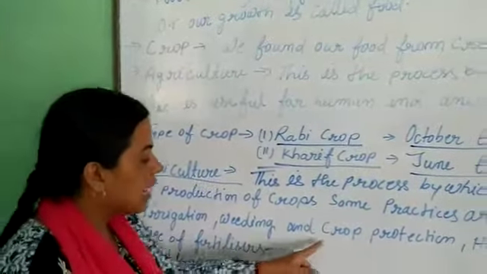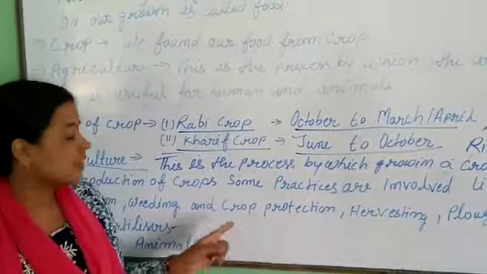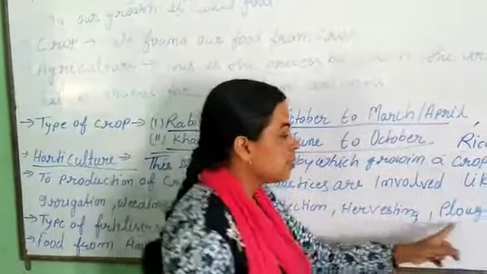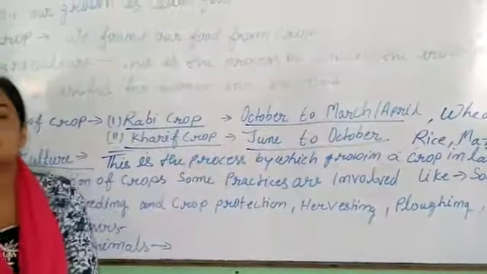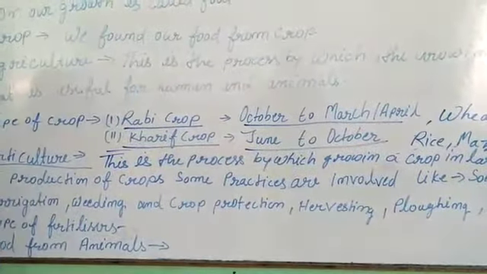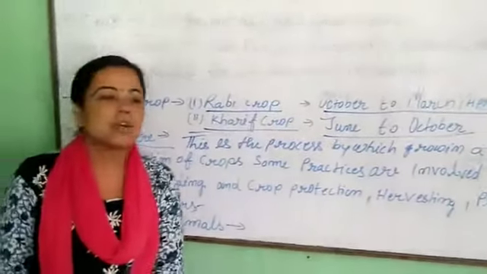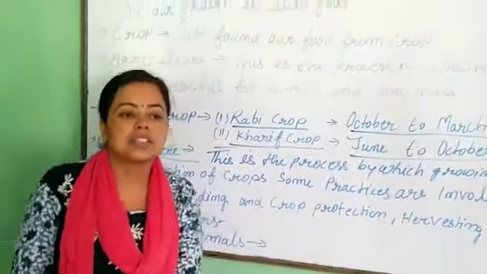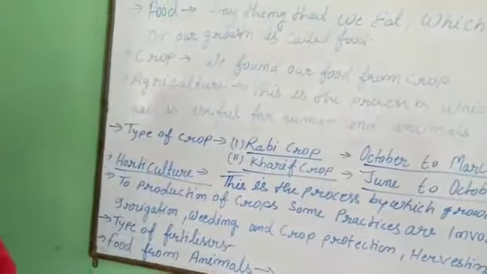Irrigation, weeding and crop protection are also an important part of agriculture. Harvesting, ploughing, leveling and manuring are also essential parts of agriculture. This production of crops is very important because these things are important. Without these things we can't grow any type of crop.